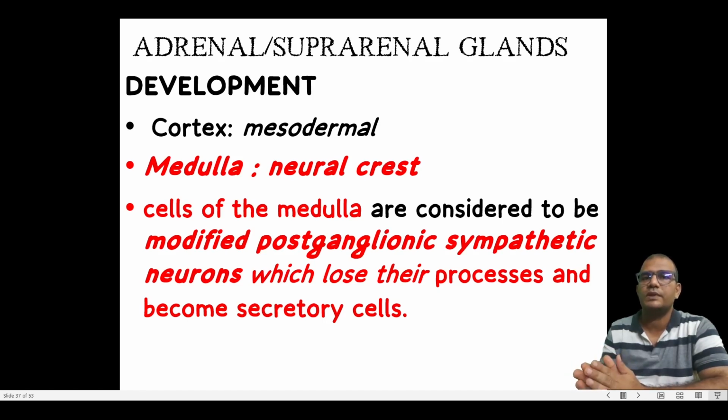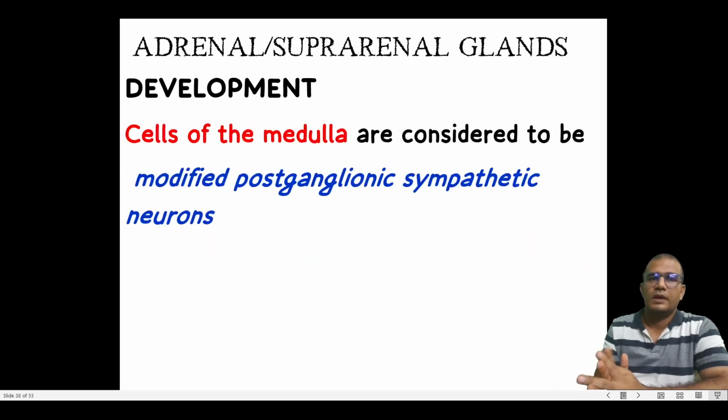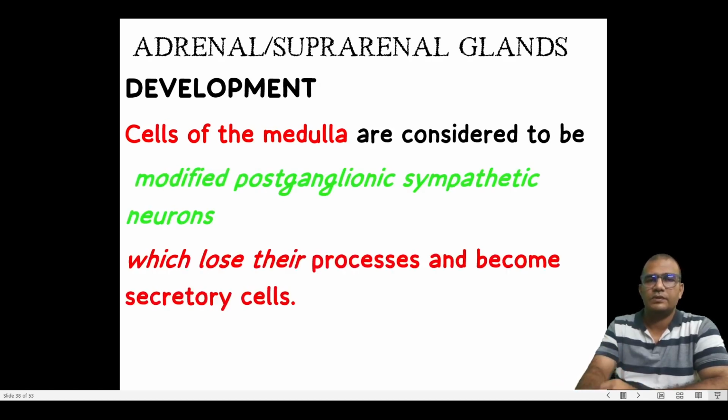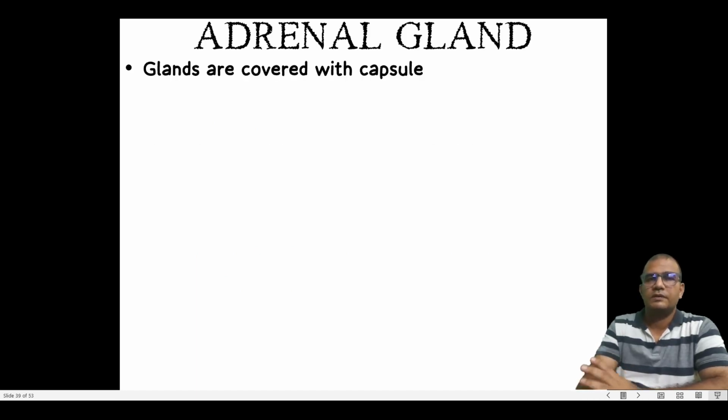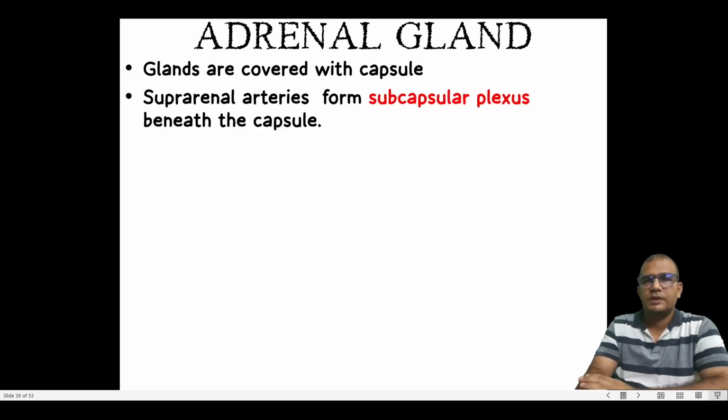So they will be in contact with the preganglionic sympathetic neurons, which are coming into the medulla of the adrenal glands. Again, I am highlighting this. The cells of the medulla are considered as modified postganglionic sympathetic neurons, which lose their processes and become secretory cells. The gland is covered with a capsule like any other endocrine gland. It shows the presence of a subcapsular plexus, which is formed by the suprarenal arteries beneath the capsule.